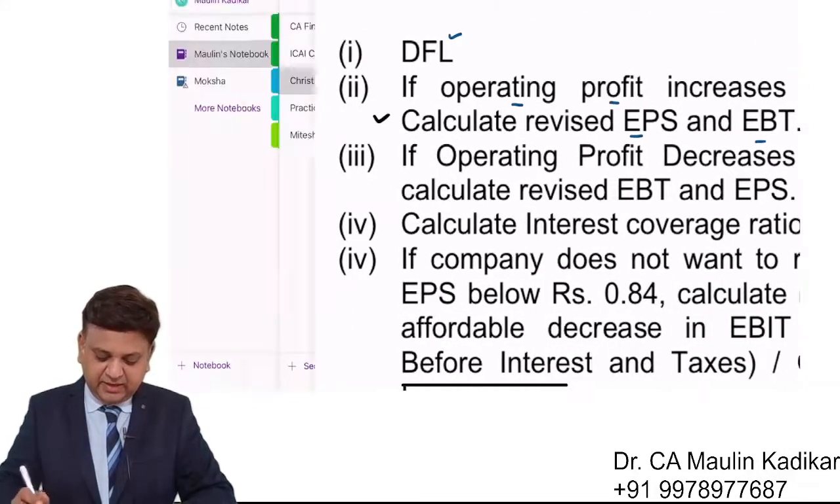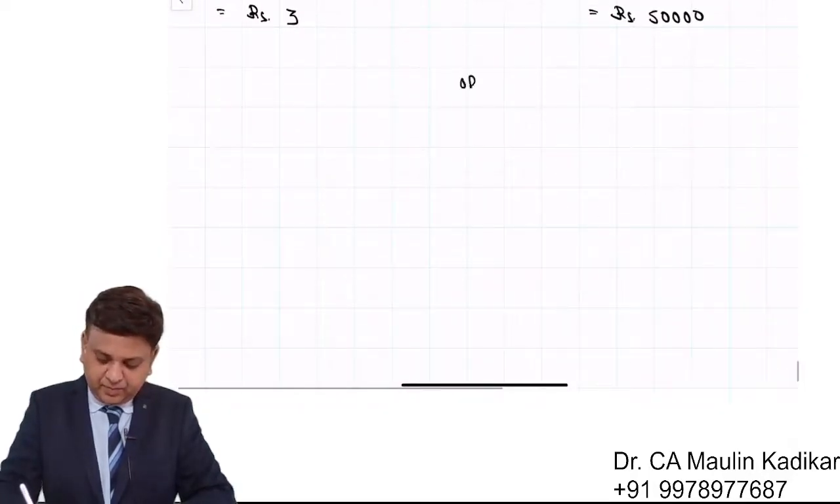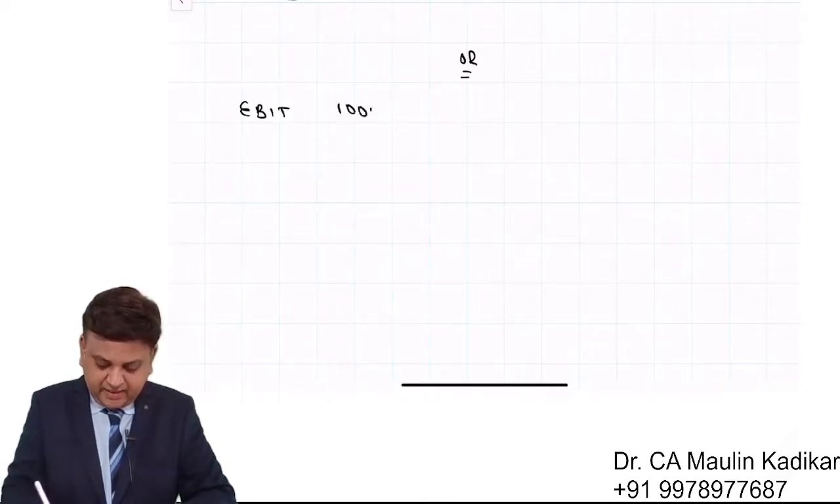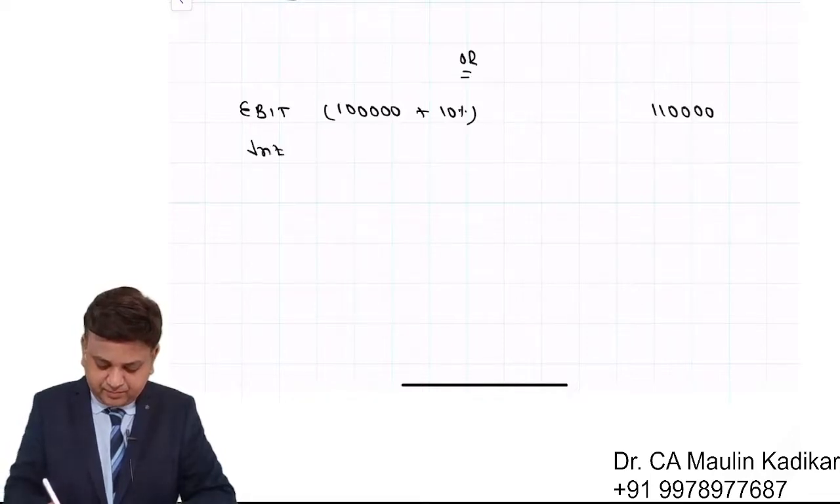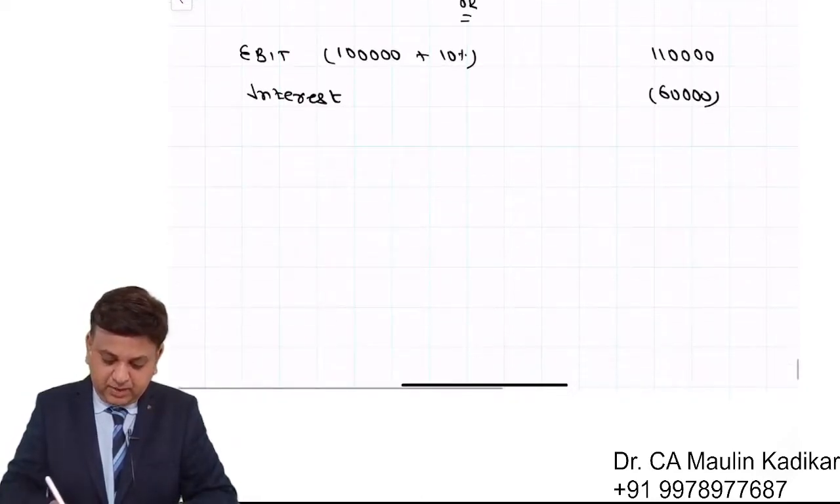This answer can be calculated using the table method also. So alternatively, you can have a working like this. Earning before interest and taxes 1 lakh plus 10%, 1,10,000. Amount of interest 60,000, it won't change. Difference of both of them is EBT 50,000.